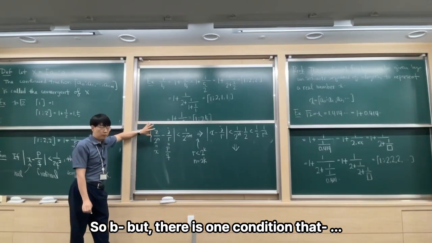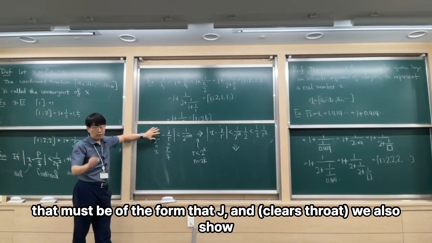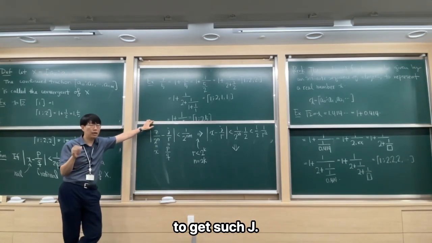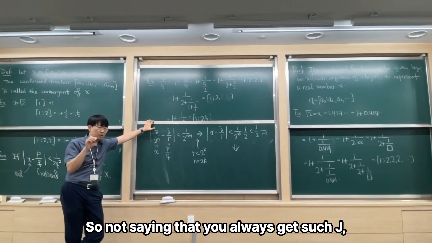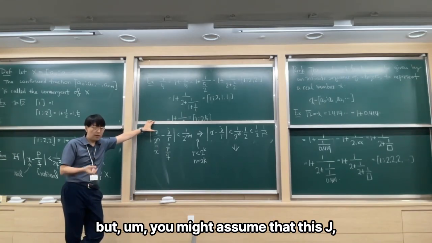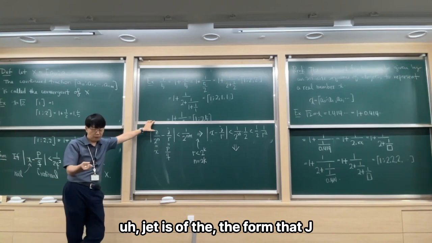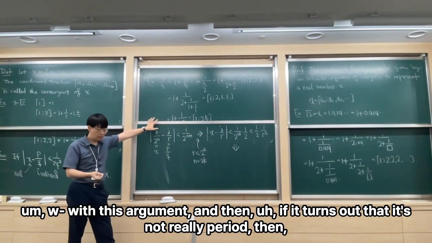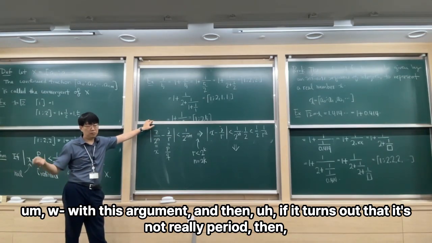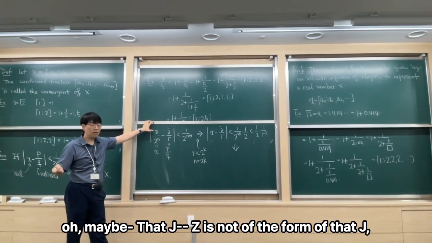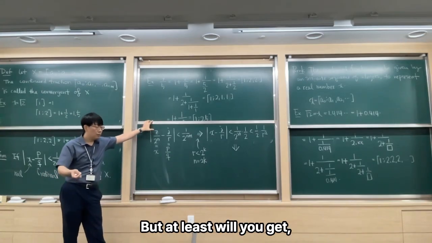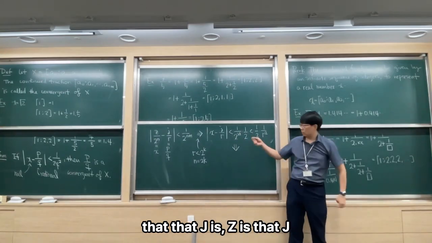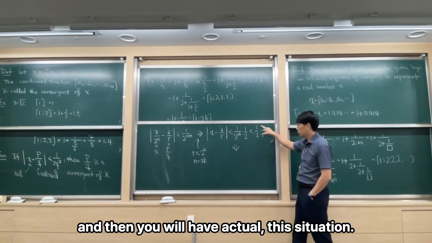But there is one condition: z must be of the form zj, and we also showed that there is a more than 40% chance to get such j. I'm not saying that you always get such j, but you might assume that z is of the form zj and try the argument. If it turns out it's not really the period, then maybe it is not of the form of that j. So you can try it again, but at least you have a more than 40% chance that it is that j, and then you will have actually this situation.